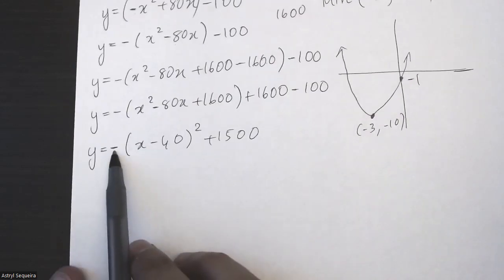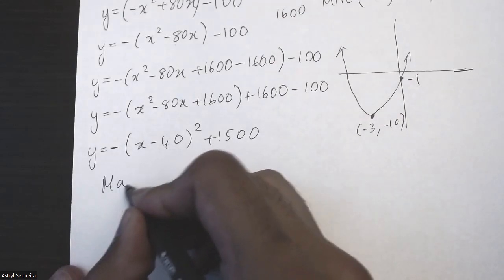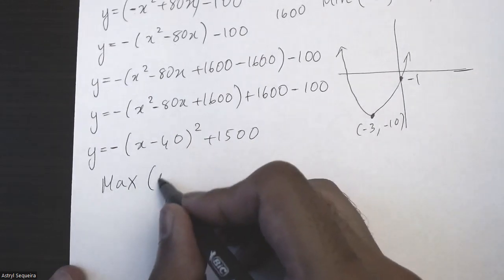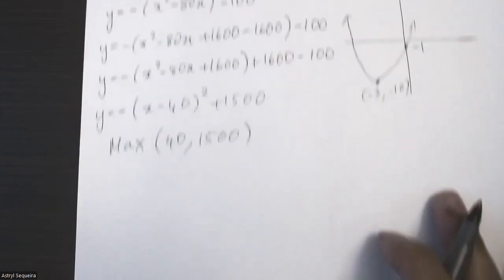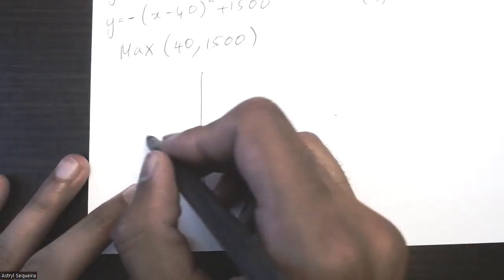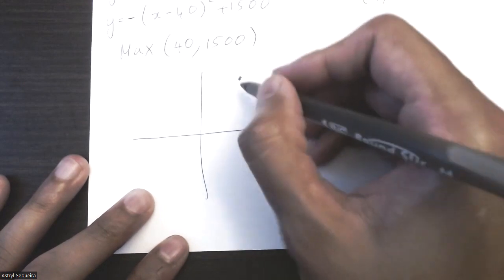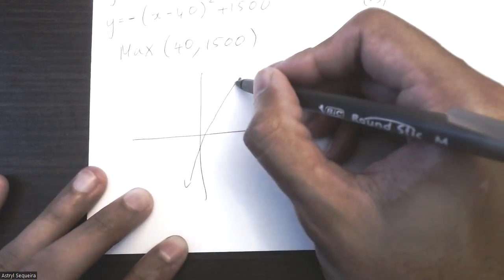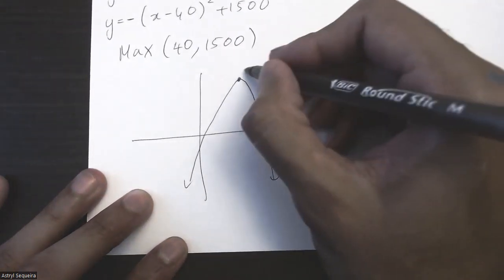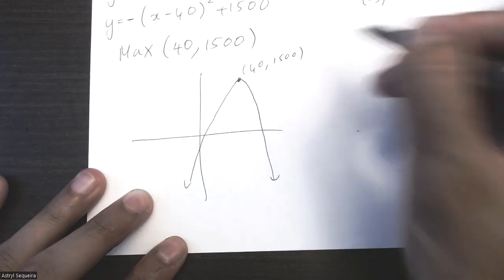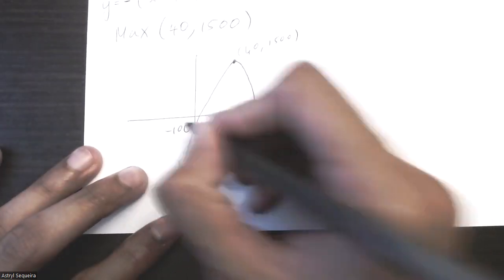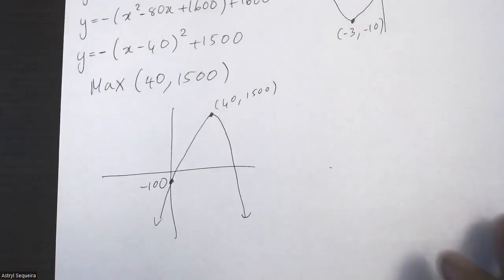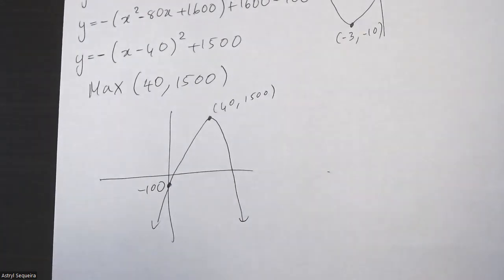This is a negative quadratic equation. So I know that it opens down, which means that I have a maximum. The x value is the opposite of this, which is positive 40, and then that's the y value, which is 1,500. Again, if you sketch this out, positive 40, positive 1,500, somewhere over here. So this just looks something like this. And then that value we know is just negative 100. So like I said, the whole point of completing the square is to find the vertex.